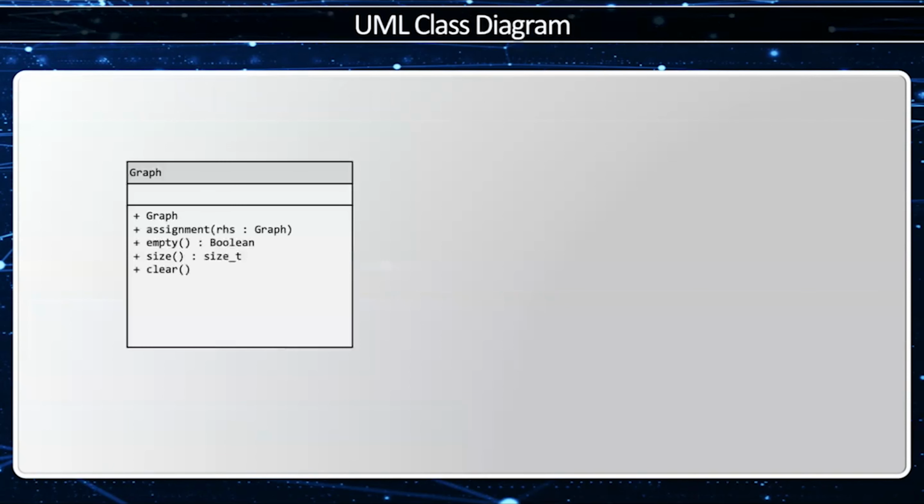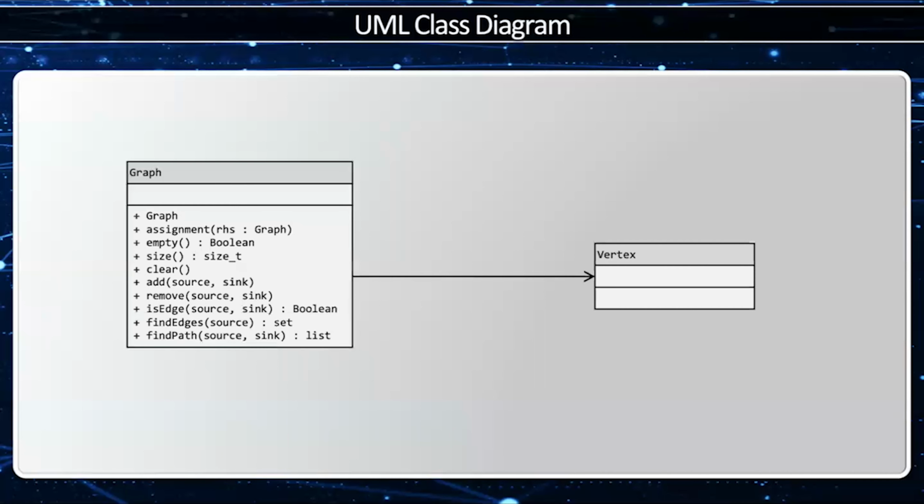First of all, we have a graph, and we have the constructor, the assignment operator, the empty, size, and clear. We also have an add source and sink, remove source and sink, and we want to know if there is an edge between a source and a sink. We can also get the set of all possible edges from a given source, and we can find a path from a source to the sink. These last five methods require a vertex.